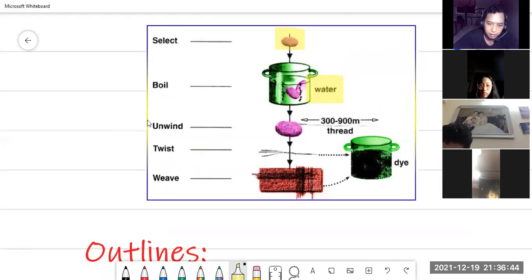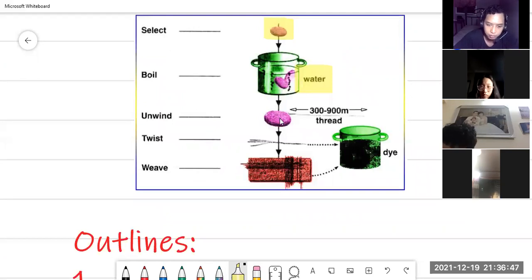Okay, next. After that, what's next? Thread. Okay, what happened with the thread? After the silk thread is put into the water and then taken out, it will become like a rope, and it is 300 to 900 meters long. Okay, yeah, and then what is next?